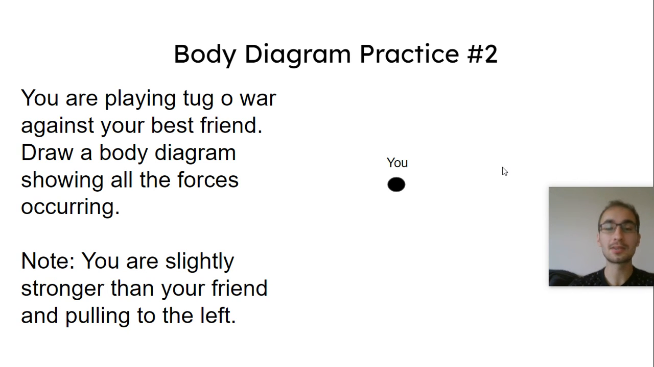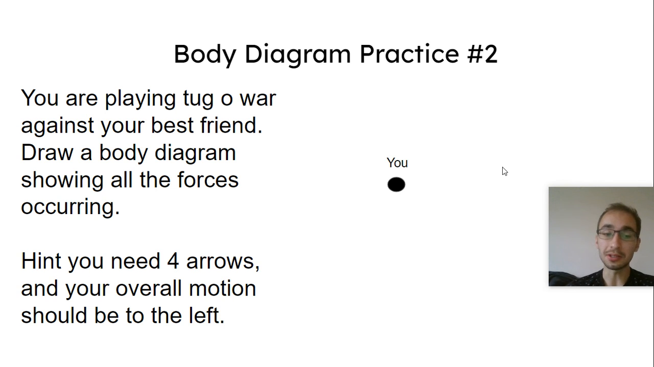Okay. Next, I want you to try this one too. You are playing tug of war against your best friend. Draw a body diagram showing all the forces occurring. Note, yes, you are slightly stronger than your friend, and you're the one pulling to the left. Okay? That'll help you answer this one. Please pause the video now and try and do it yourself. Hint, you need 4 arrows, and your overall motion should be to the left.